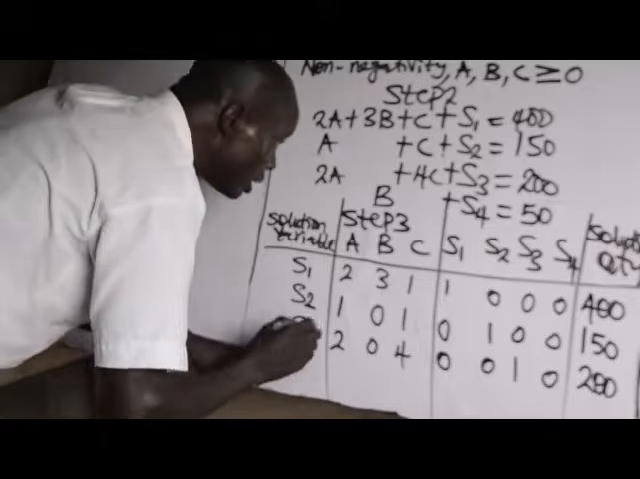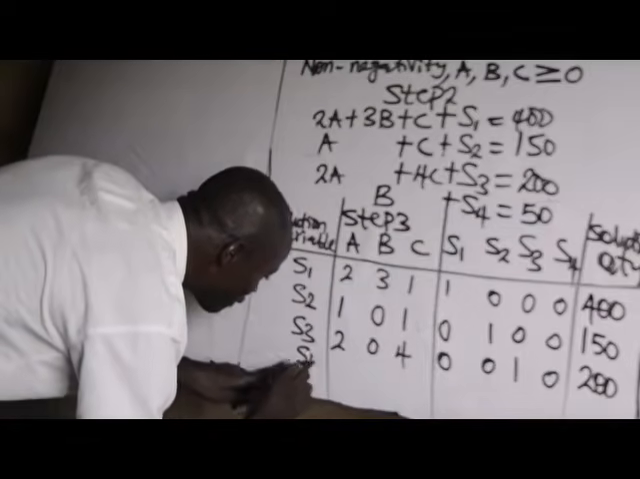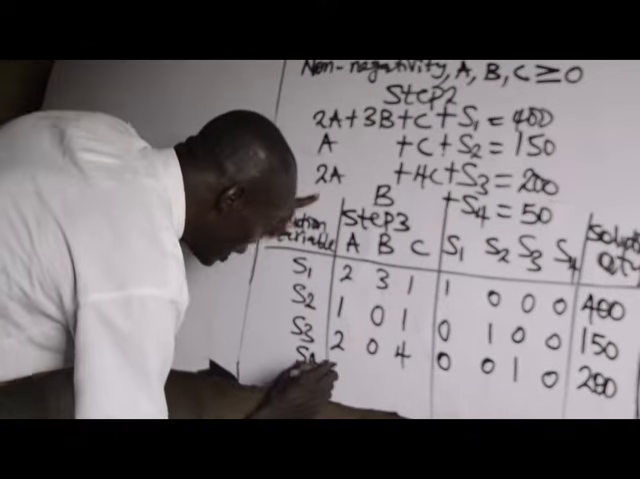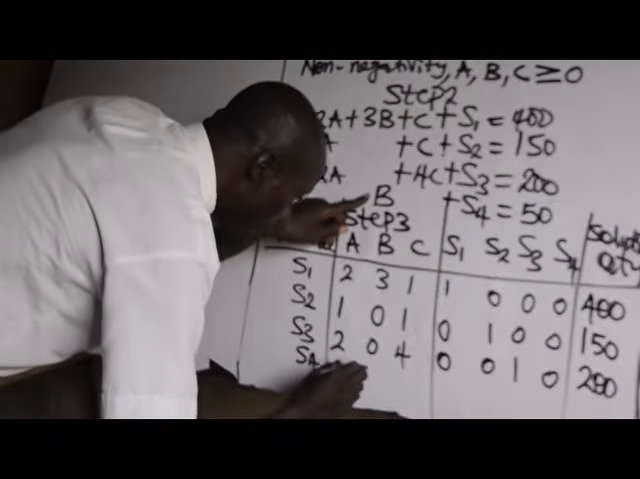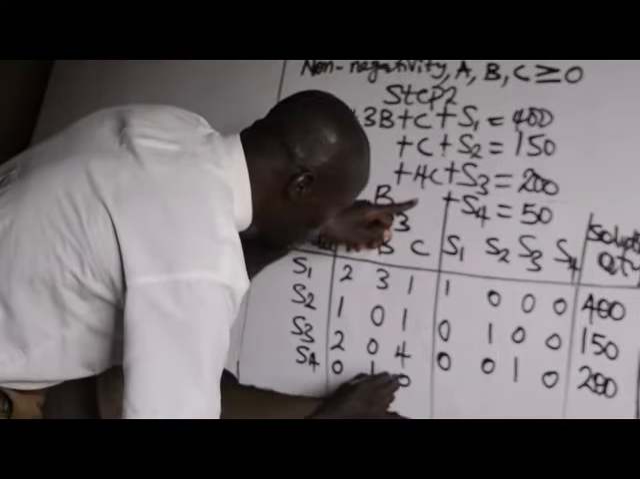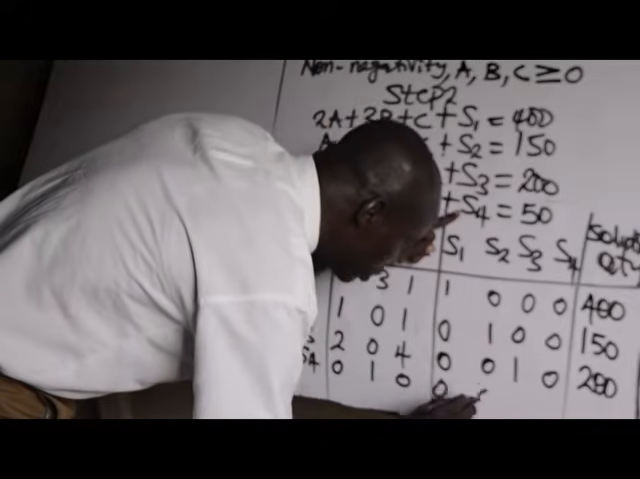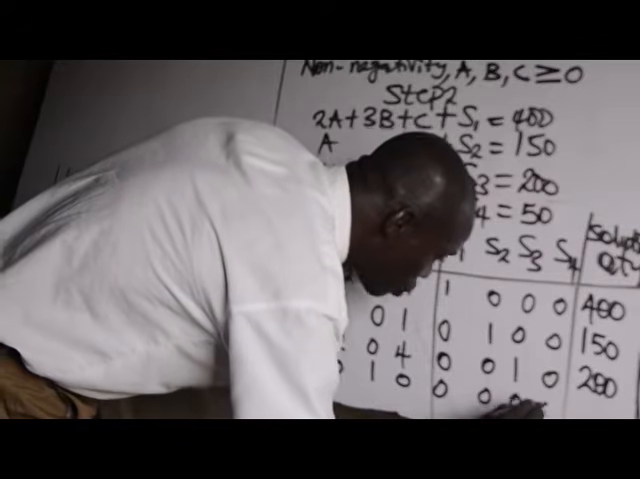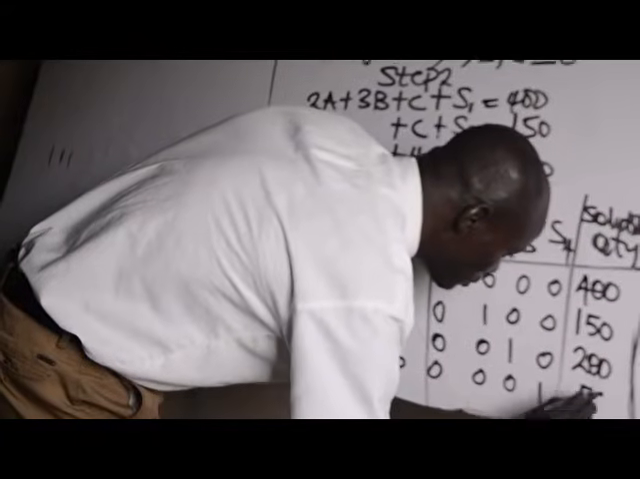The fourth equation contains slack 4, so we have S4. In the S4 row, no A, so the coefficient of A will be 0. We have B; the coefficient of B here is 1. There is no C, so you put 0. Then there is no slack 1, so you put 0. No slack 2, you put 0. No slack 3, you put 0. Slack 4 is 1. So we have it equal to 50.